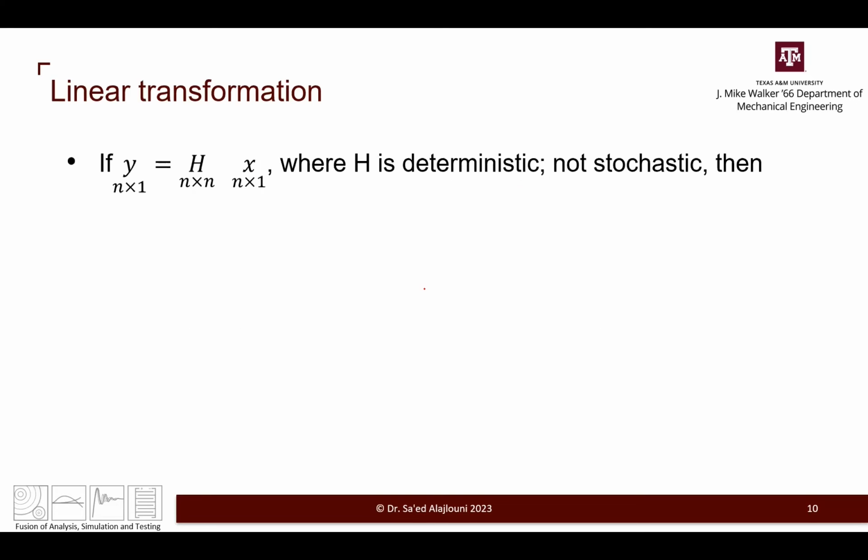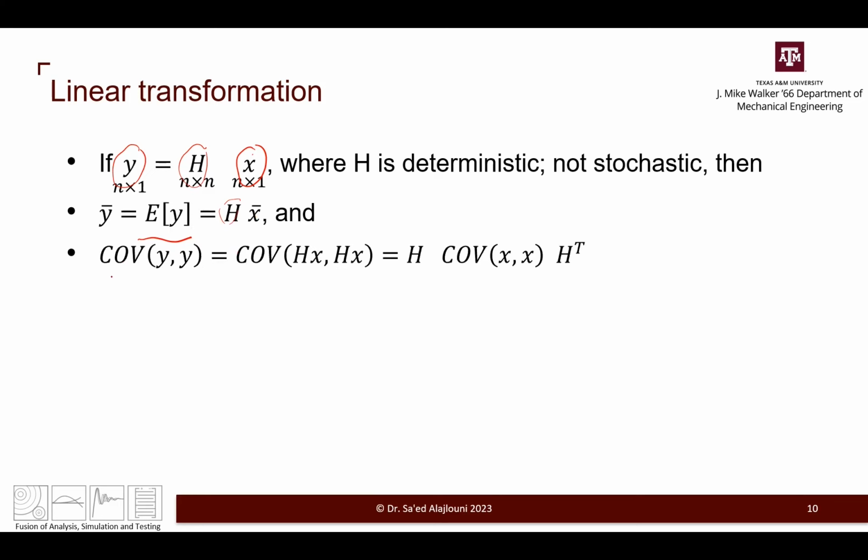Linear transformation. Say we have a random variable x, and h is some deterministic matrix. It's not stochastic. So what can we say about the mean of y and the covariance of y under this linear transformation? If you just go through the definition, y bar is the expected value of y, and h is a constant, so it comes out of the expectation. So this is h x bar.